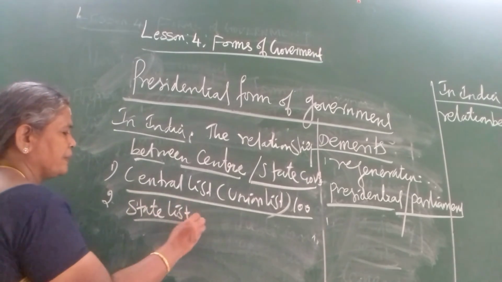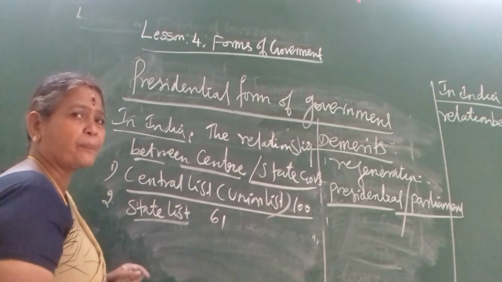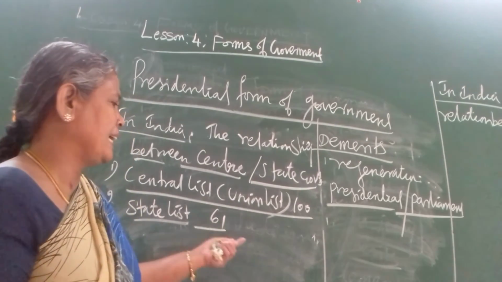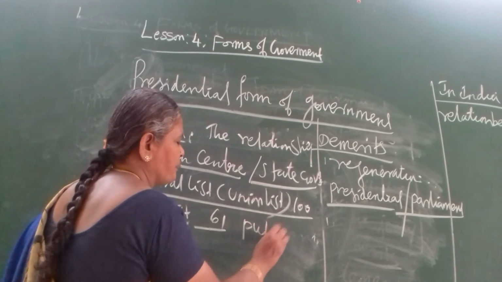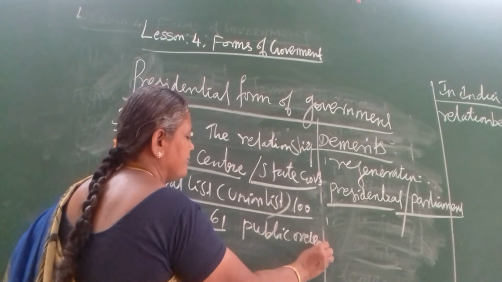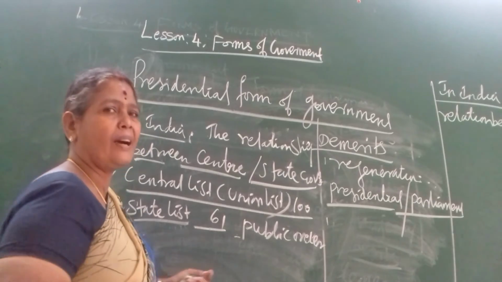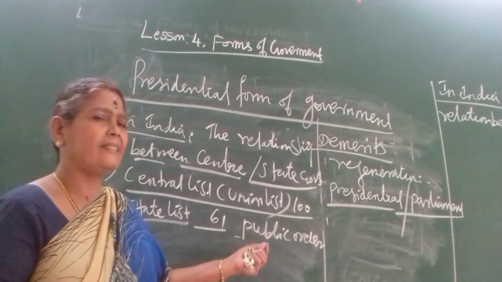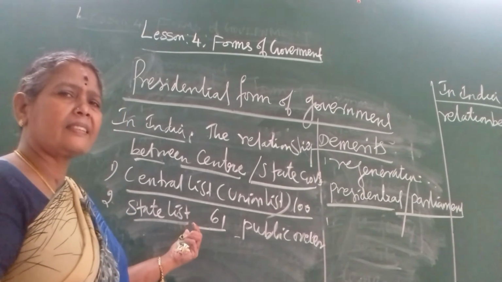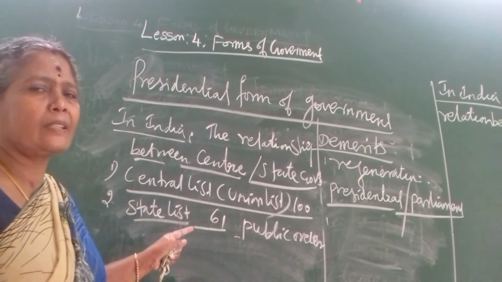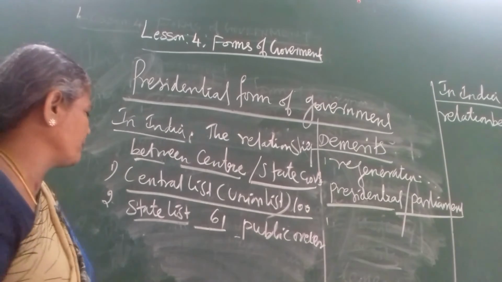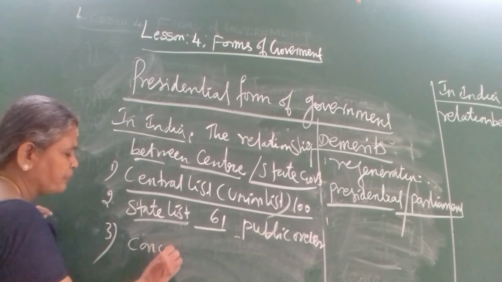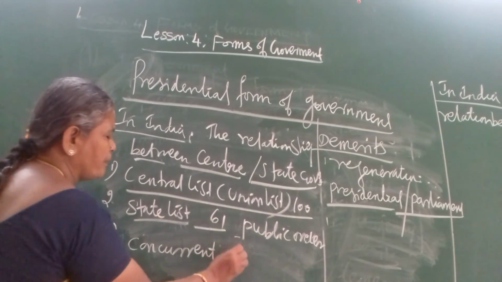The state list has 61 subjects, generally related to public order, police, fire, prison, local government and agriculture. These are some examples of the state list. The state government has the authority to execute and implement them. Then the third one is the concurrent list. The concurrent list has 52 subjects.